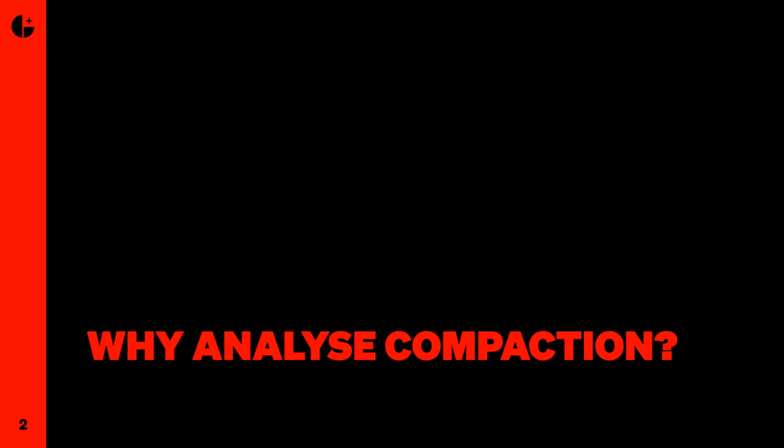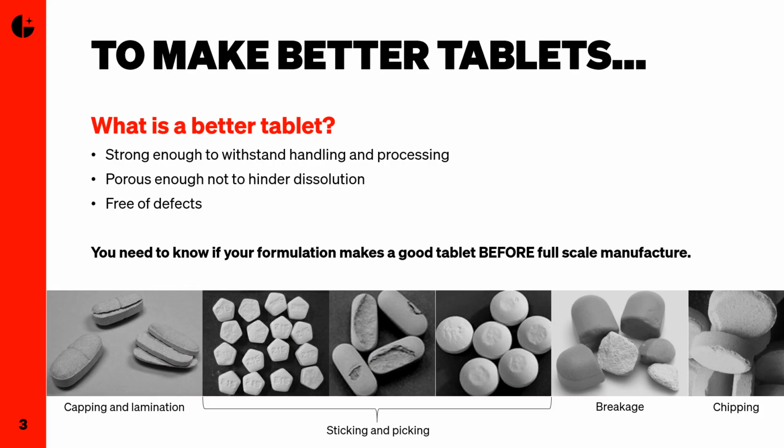First of all, why do we want to analyze compaction? This is of course to make better tablets, and a good tablet has to meet a lot of criteria. They have to be strong, porous and free of defects. The difficulty here is that these properties are often fighting against each other. A tablet that's very porous is not going to be very strong, but a tablet that is not porous enough is likely to show capping and lamination defects.